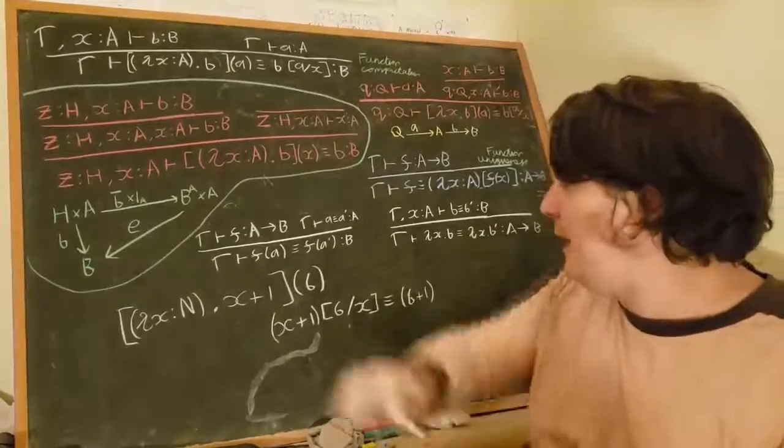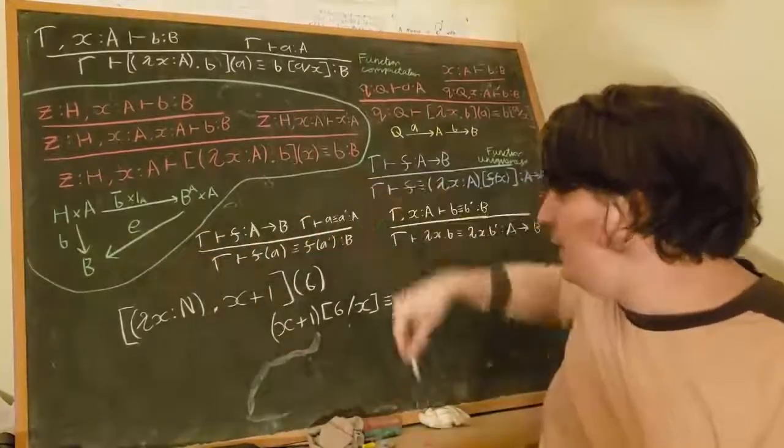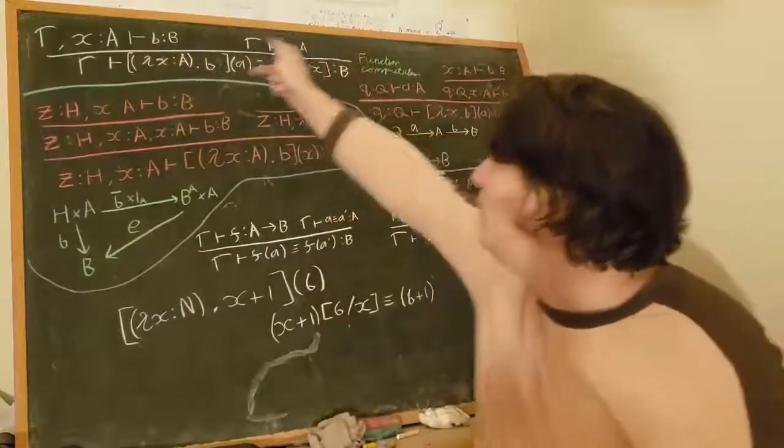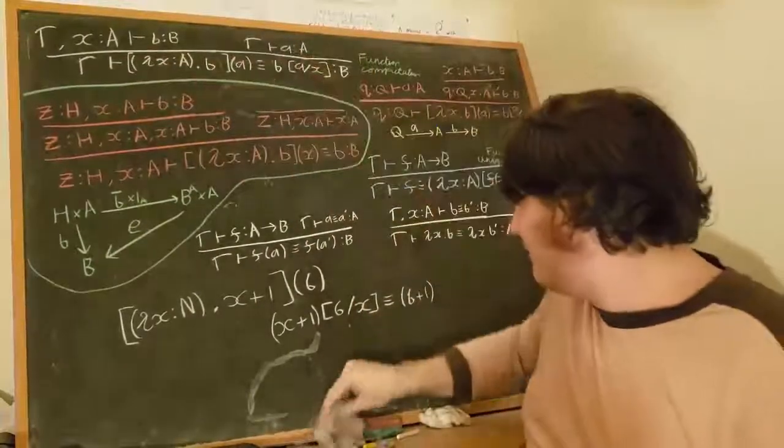Okay, so that's kind of how this lambda idea works. And this is the idea formalized by our computation rule for the function type.